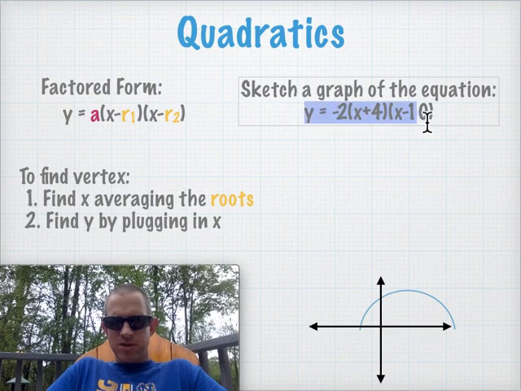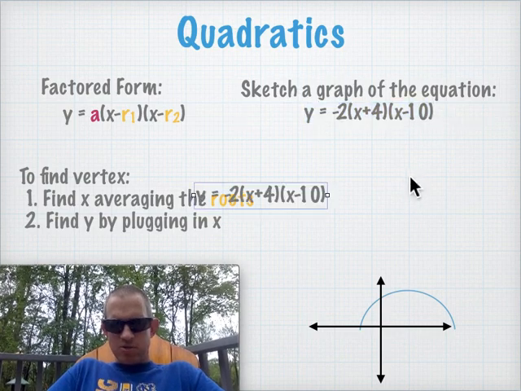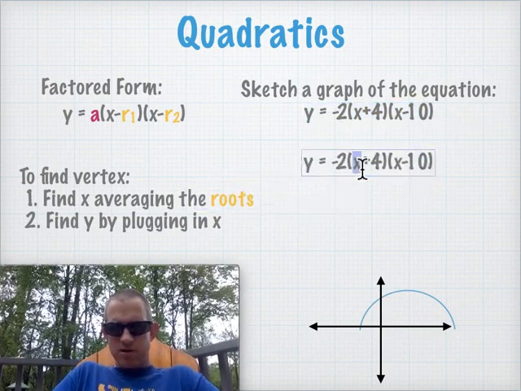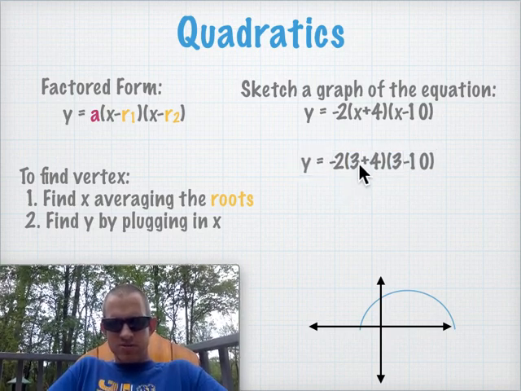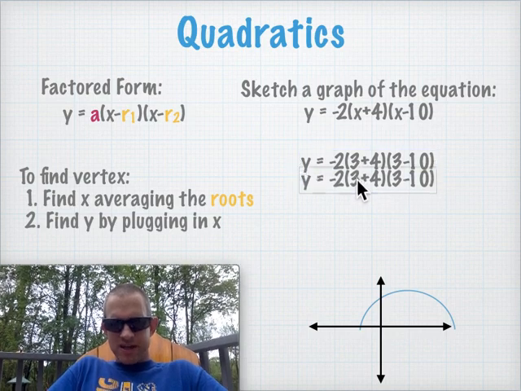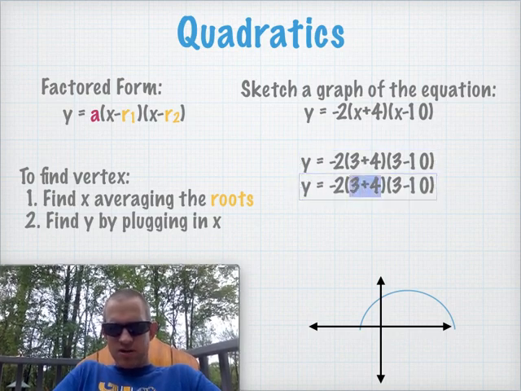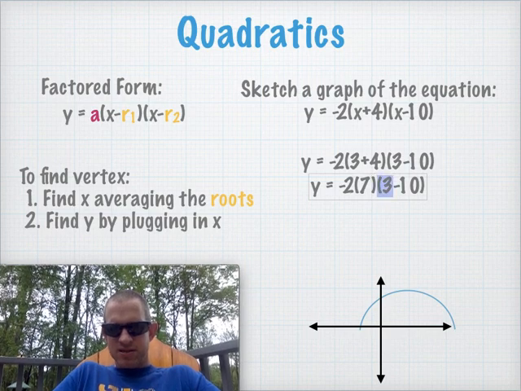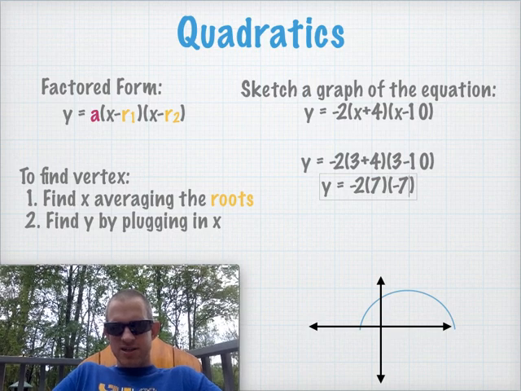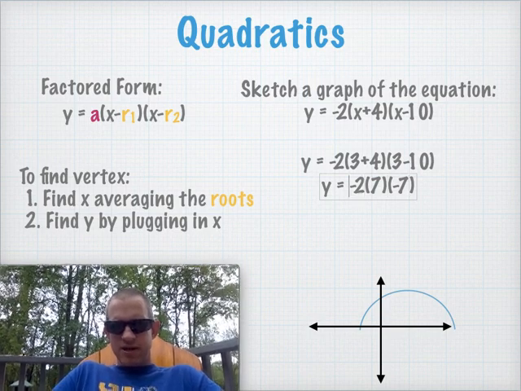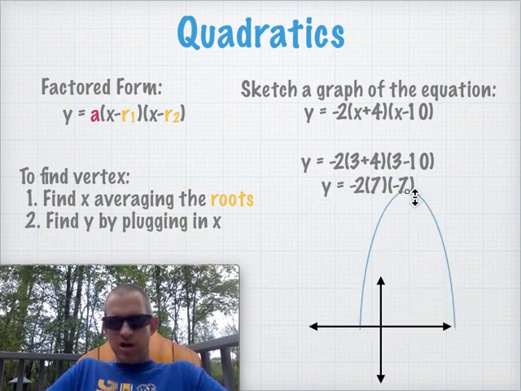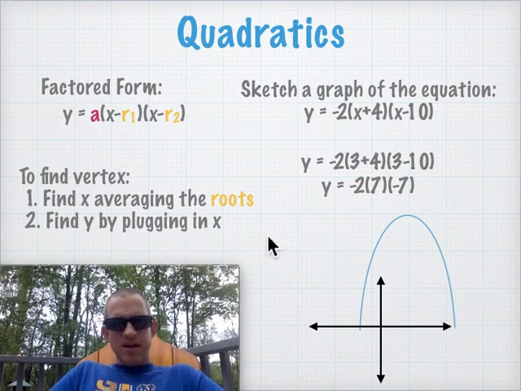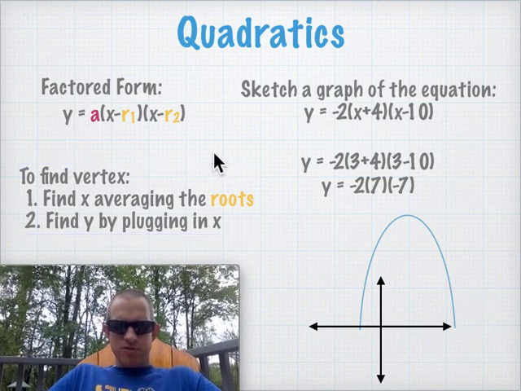And so let me do that a moment. So we'll put in a 3 here and a 3 here and see what this all calculates out to. That is -2 times 7 times -7. And so 7 times -7 is -49. -49 times -2 is +98. And so this would go up actually really high. So that's the idea behind some of the different graphs we've learned.